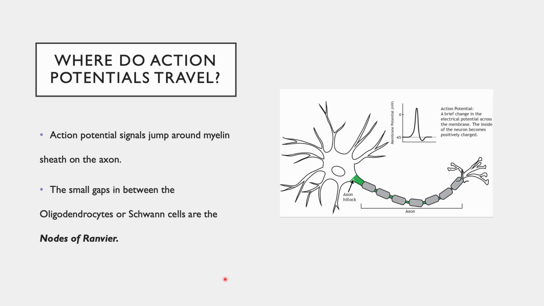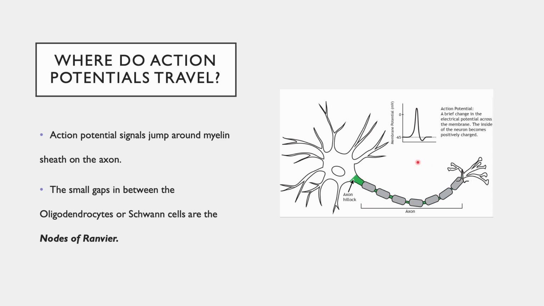So where do action potentials travel? We know that the axon of a neuron is myelinated, and this means that it is essentially insulated. The myelin sheath is this protective coating that increases the thickness and the diameter of the axon. This is important because myelin does help conduct faster nerve impulses.